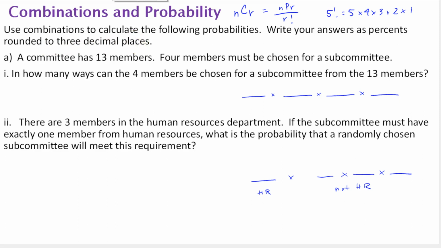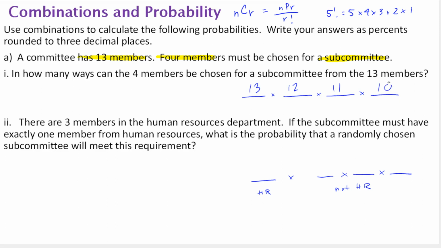So in the first one, we're told a committee has 13 members. 4 members must be chosen for a subcommittee. So you're choosing 4 people out of the 13 people. And how many ways can the 4 members be chosen for a subcommittee from the 13 members? So notice I have 4 spots ready here. If we were to find the number of permutations, which is part of the combinations formula, we would say, well, I have 13 choices for the first person, then 12, then 11, then 10.